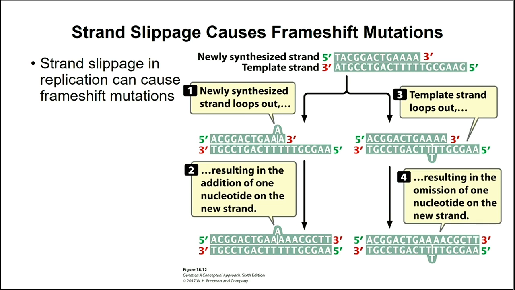So here's two examples. One example is where the newly synthesized strand loops out, and we're actually going to add an extra A. So we're going to replicate that T one more time than we should. So we have an extra A on the new strand. We could also have a situation where the template strand loops out. So one of those T's kind of gets hidden and is not replicated into an A. And so now we have one less base on our new strand.